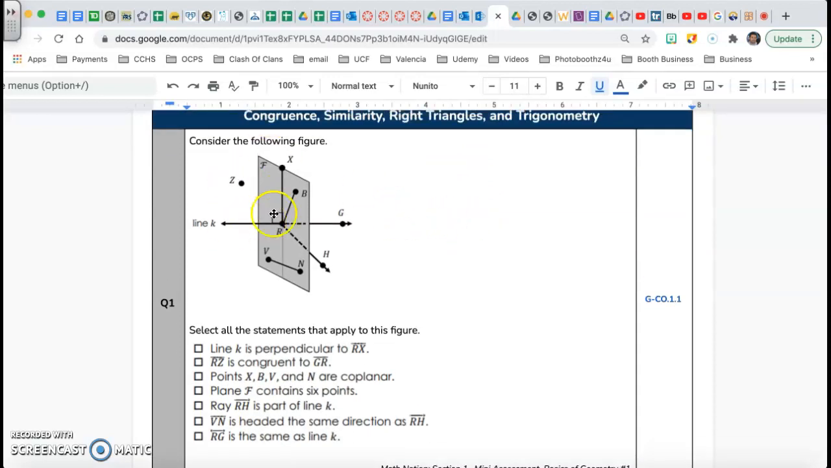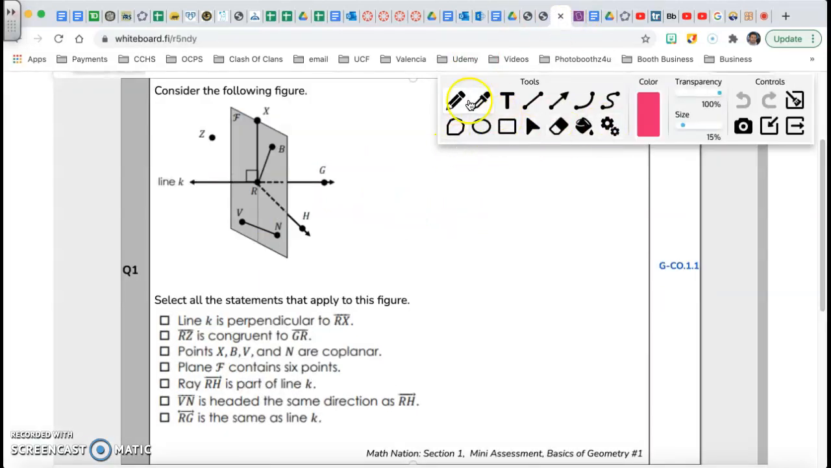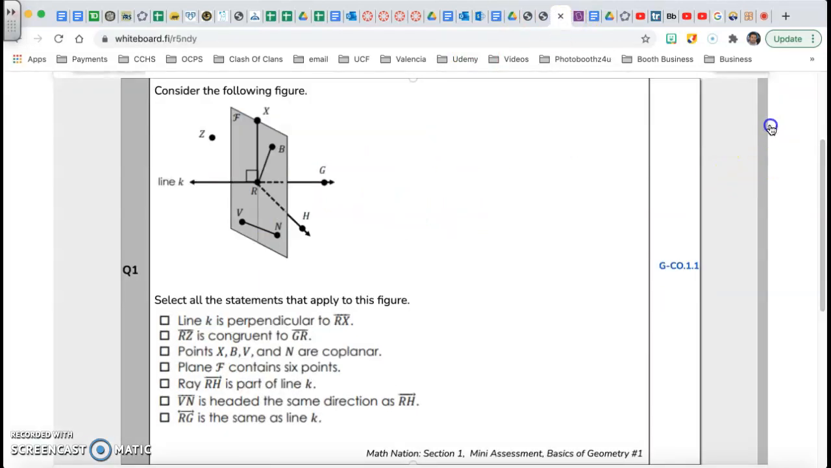We're going to start with question number one. They give you a drawing, a figure. Consider the following figure. On the bottom, they ask you to select all the statements that apply to this figure. Statements means there's more than one. Be careful, there's a little trick there to know that there's not only one answer.